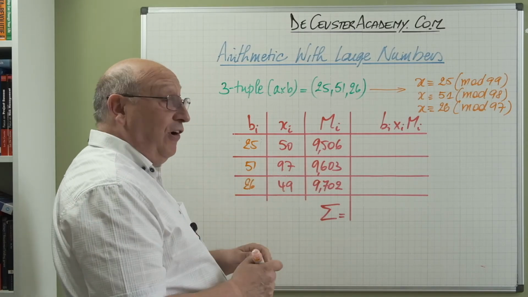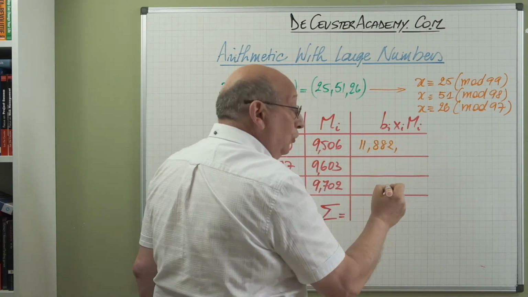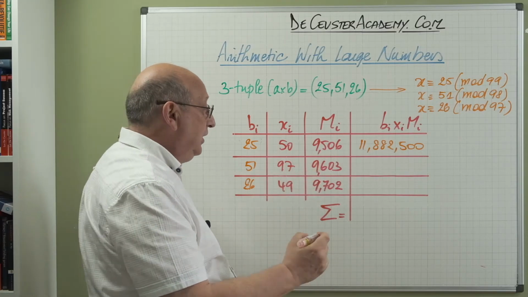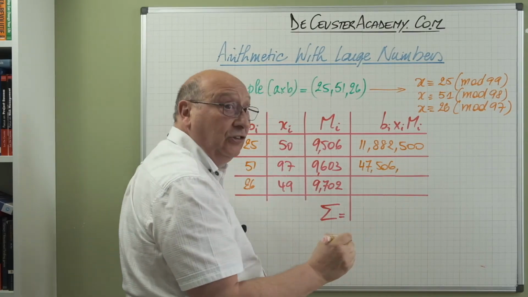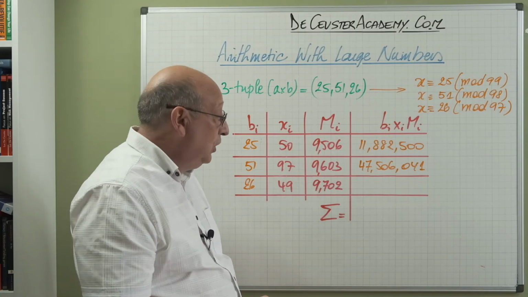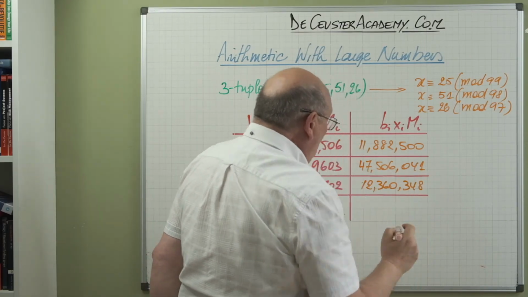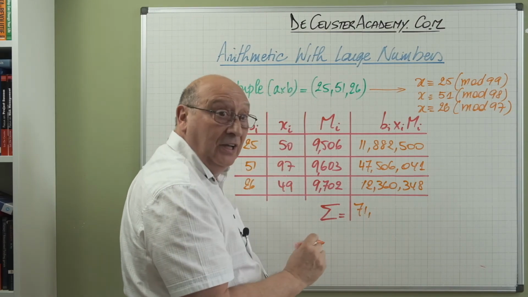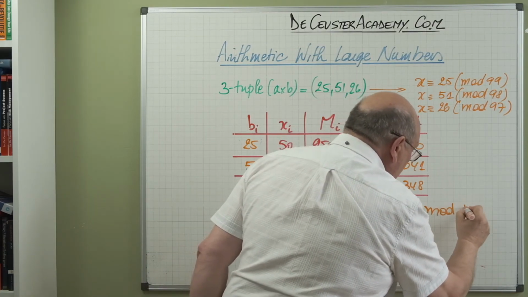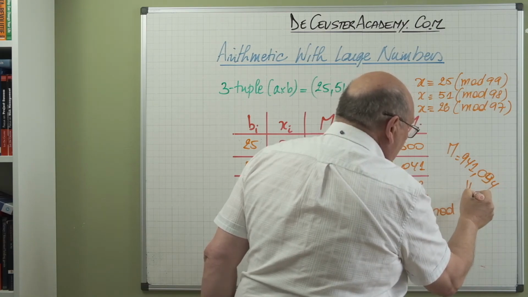Now when we multiply them, we find for the first one, 25 times 50 times 9,506, 11,882,500. For the second one, 51 times 97 times 9,603, we find 47,506,041. And for the last one, 26 times 49 times 9,702, we find 12,360,348. When we add them, we finally find 71,748,889 modulus M, and M is 941,094. So that's basically M.